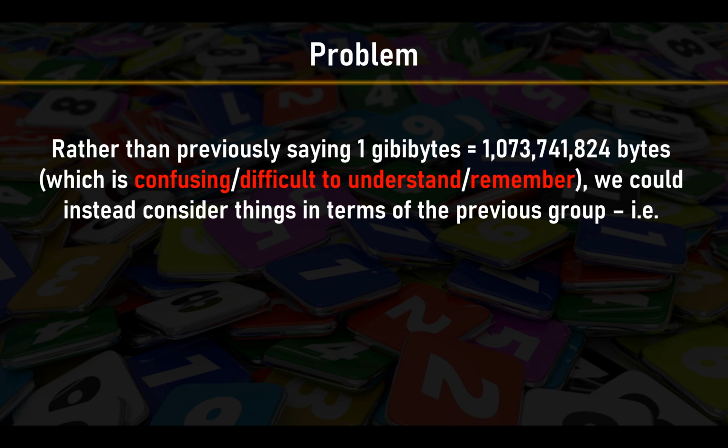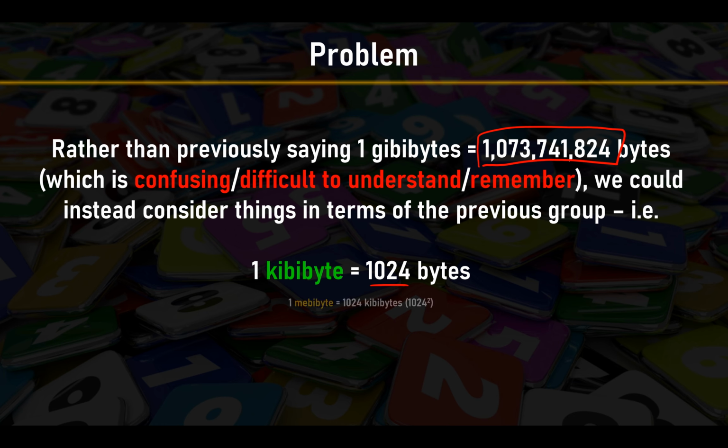Rather than saying 1 Gibibyte equals this many bytes, which is confusing, difficult to understand and difficult to remember, most people are not going to be able to remember that. Instead we can consider things in terms of the previous group, in terms of 1024. So 1 Kibibyte is going to be 1024 bytes.